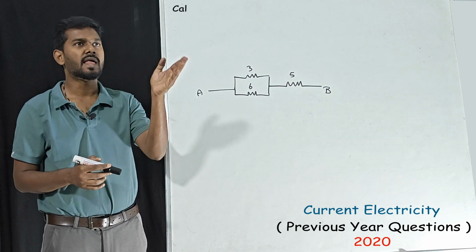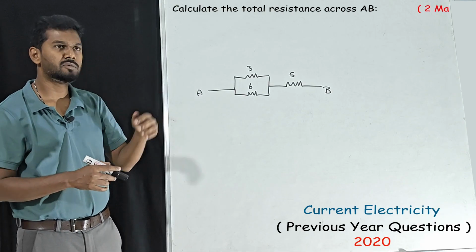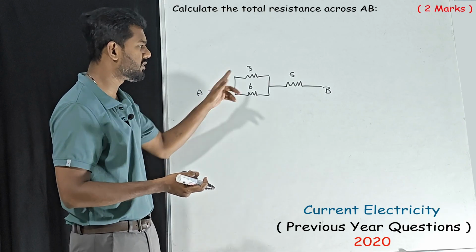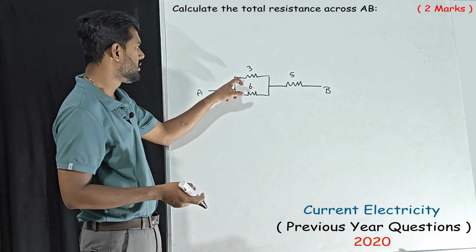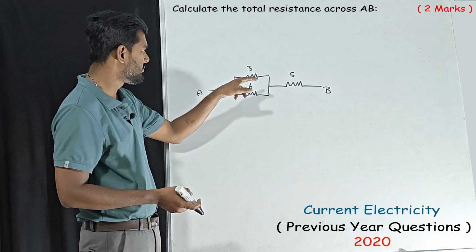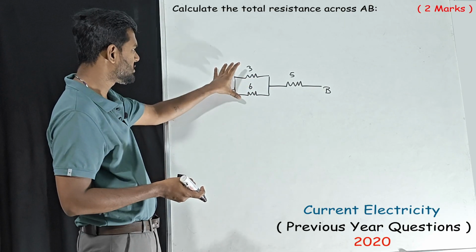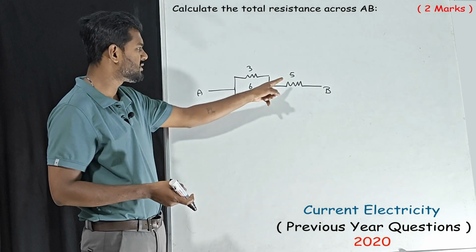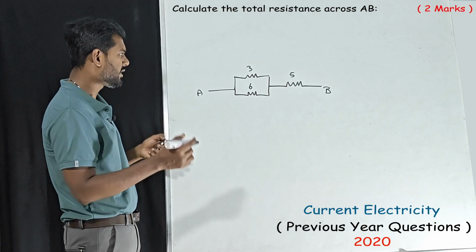Our next question: calculate the total resistance across A and B. First we need to find whether we have any series connection. So we don't have a series connection. First we'll go for parallel, then these two will become one resistance that will be in series with this one, then we can add them finally.